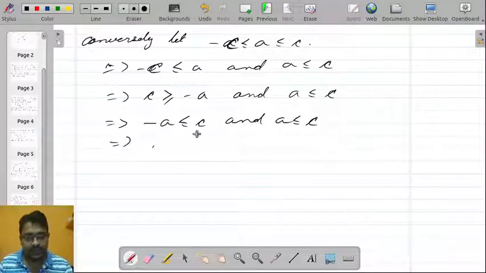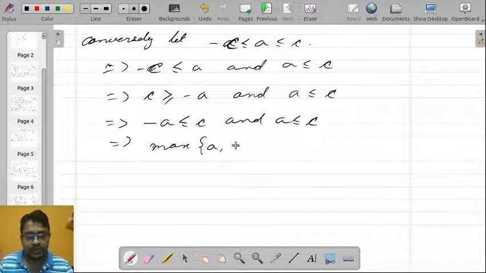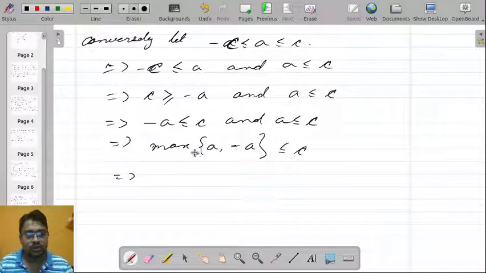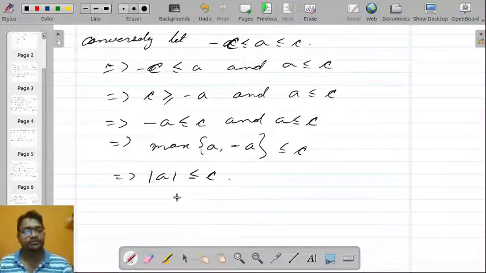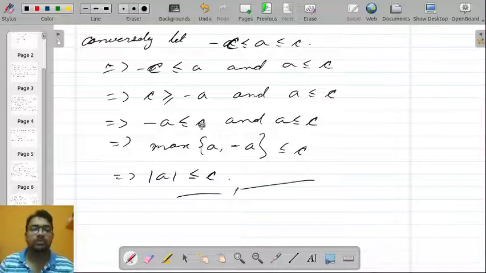And from there you see both of these quantities, A and minus A, are less than or equal to C. So the largest of them is also less than or equal to C. So maximum of A comma minus A is same as mod A. Mod A is less than or equal to C. Right? So we have proved both the parts, right?